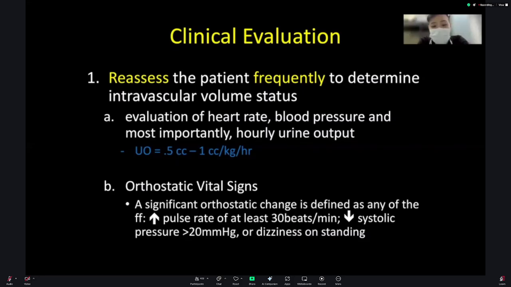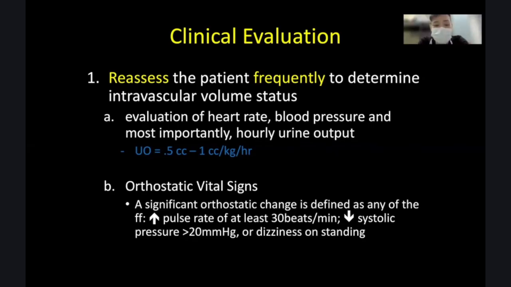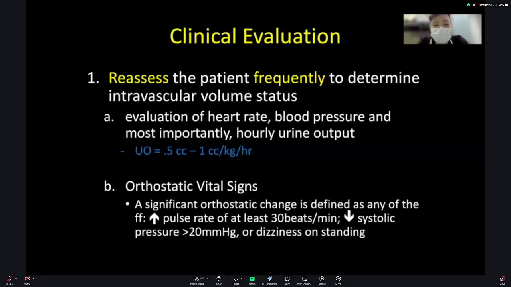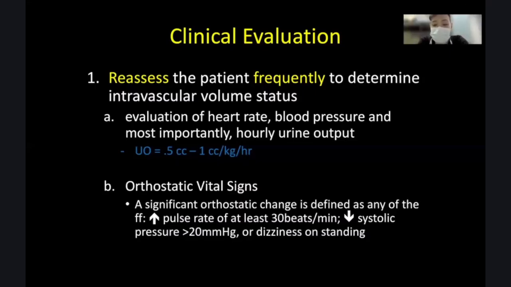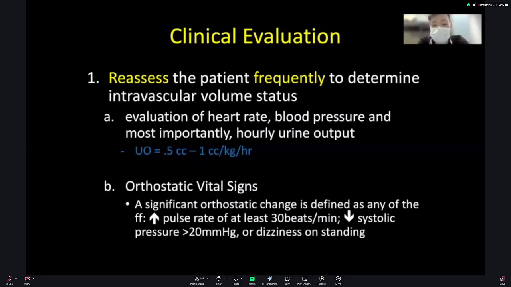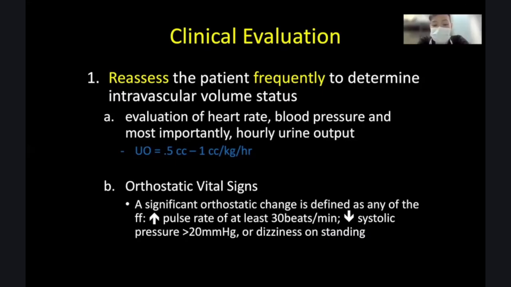Orthostatic vital signs, traditionally, were used to assess volume status. There would be a significant orthostatic change, defined as an increase in pulse rate of at least 30 beats per minute and a decrease in systolic blood pressure of greater than 20 mmHg, or the patient would experience dizziness upon standing.